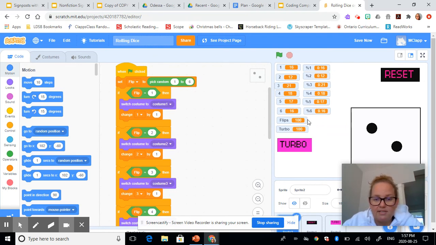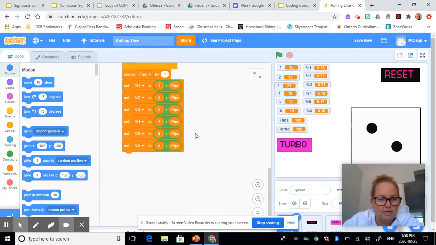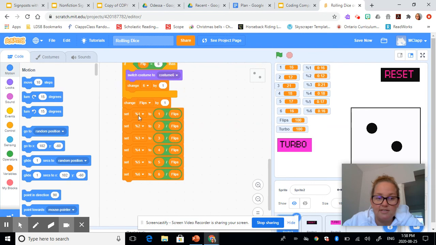How do you find percent? And when you look at each number, down here, it says set the percentage of 1 to 1. That's how many times 1 was rolled, divided by the flips, which should have been rolls. And I should go back and change that.